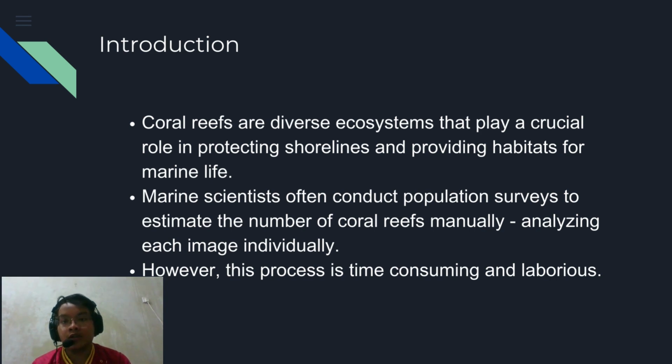Okay, for the introduction, coral reefs are diverse ecosystems that play a crucial role in protecting shorelines and providing habitats for marine life. Marine scientists often conduct a population survey to estimate the number of coral reefs manually, analyzing each image individually. However, this process is time-consuming and laborious.